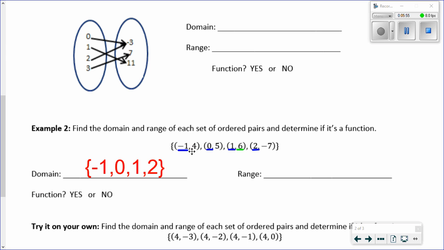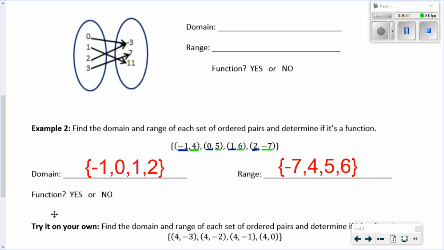The range are the y values, so I'm going to underline those in green. You guys can use boxes or circles or different colors if you want to. I just find it helpful to know what I'm talking about. So my range is actually 4, 5, 6, and -7. I need to put it in order from least to greatest. 4, 5, 6 are in order from least to greatest. But -7 is smaller than 4, so that should go in the front. So when I write it, -7's first, then 4, 5, and 6, commas in between, braces around.